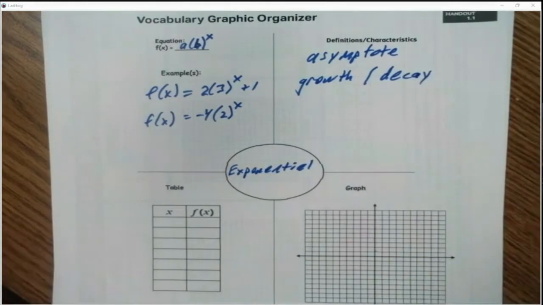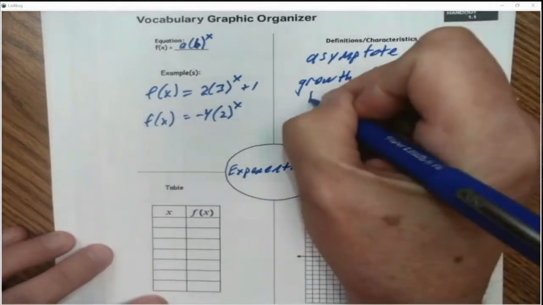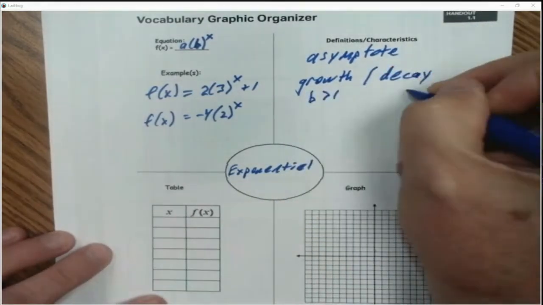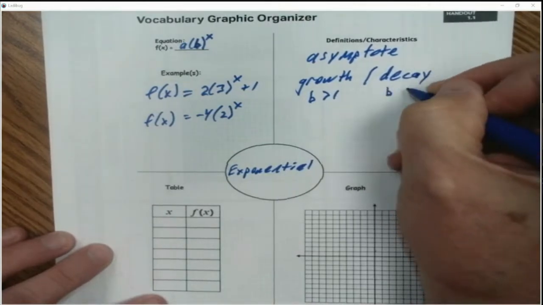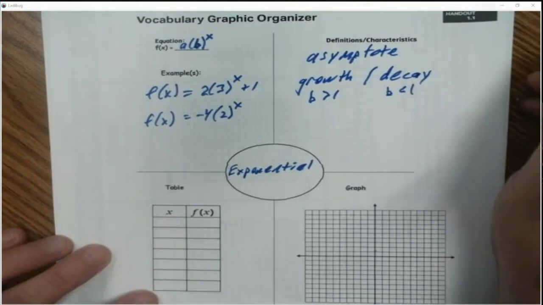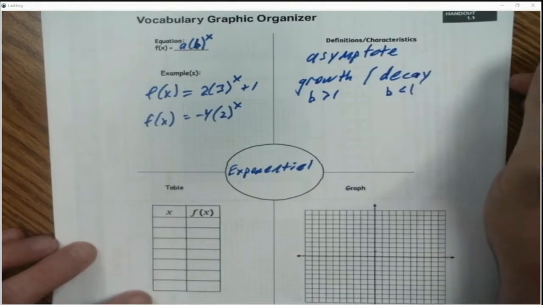And what does the graph look like for this? When B is greater than 1, it's growth, and below 1, it's decay. That's right. Growth when B is greater than 1, and decay when B is less than 1. Okay.